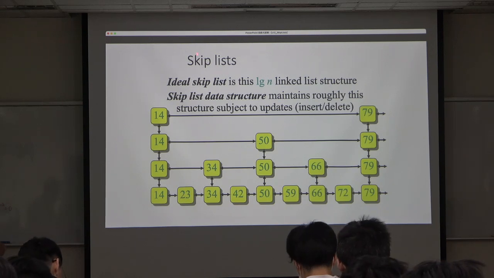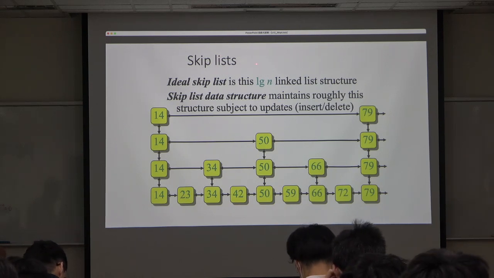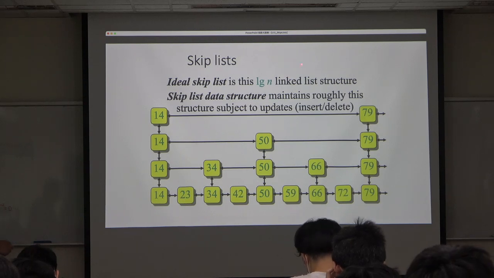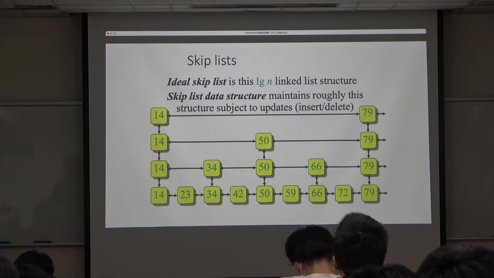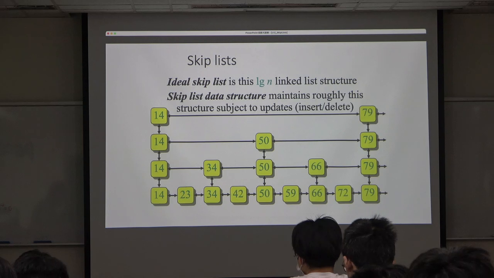So we know the ideal skip list is this log n linked list structure. This is the ideal skip list, this is the skip list data structure. We maintain roughly this structure, subject to updates. Updates include insert and delete. So how do we do it? Or put it another way, how do we create skip lists from the ground up?